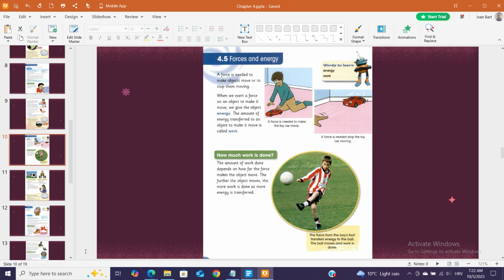A force is needed to make the toy car move. Words to learn: energy, work. A force is needed to stop the toy car moving. How much work is done? The amount of work done depends on how far the force makes the object move. The further the object moves, the more work is done as more energy is transferred.